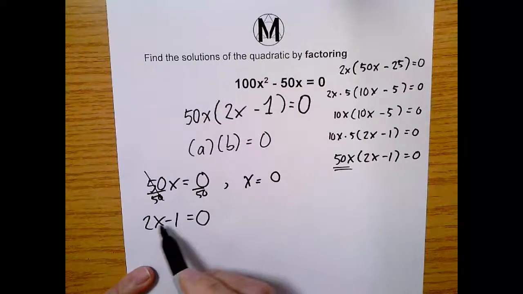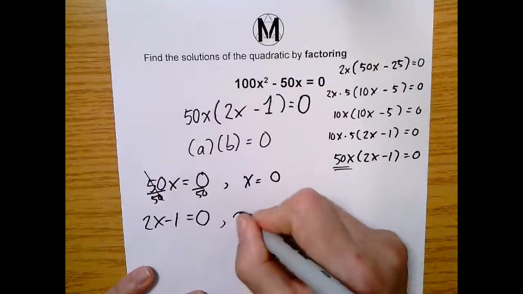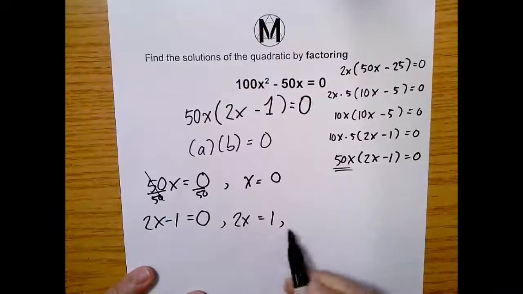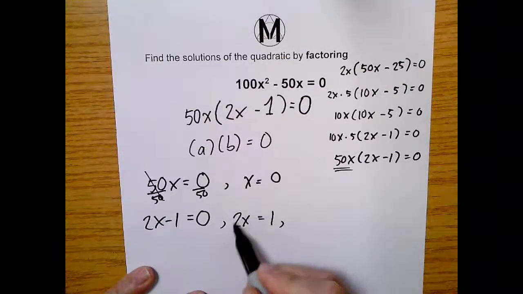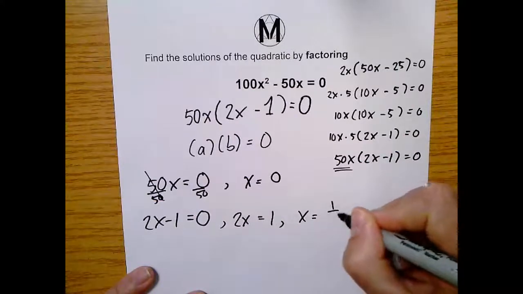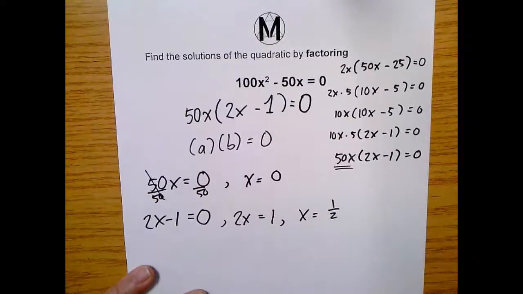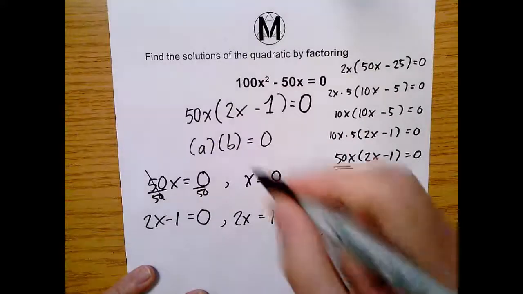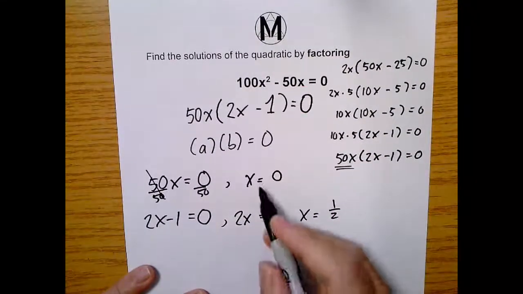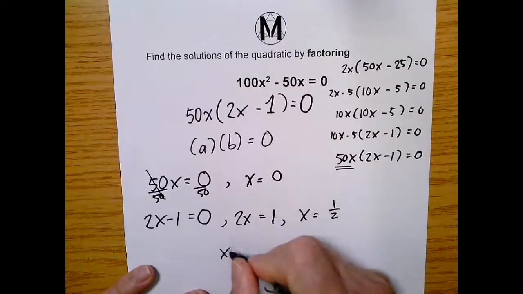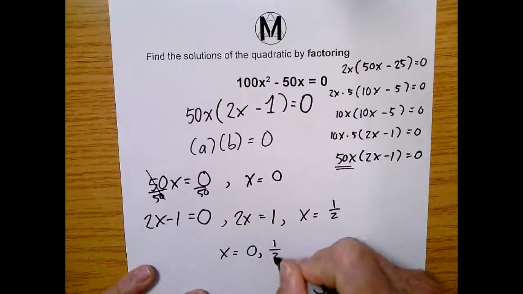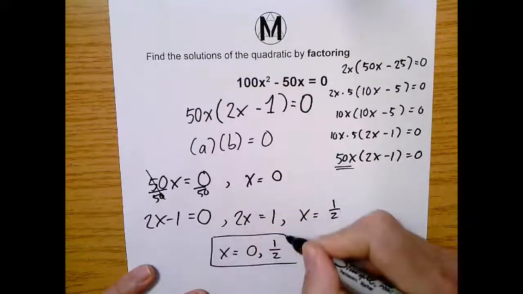Same idea. We add 1 to both sides. So I get 2x is 1. Divide both sides by 2, because the opposite of multiplying by 2 is dividing by 2, and I get x is 1/2. And those are your two solutions. This is where your parabola crosses the x-axis. These are your x-intercepts. So my answer is x is 0, and then x is 1/2. And there you go. You did it.